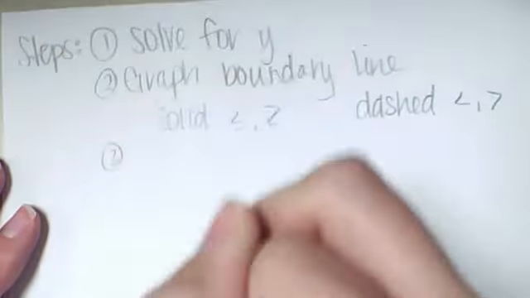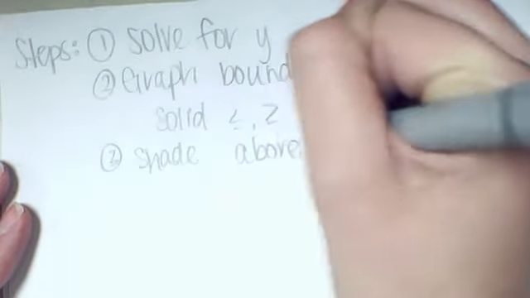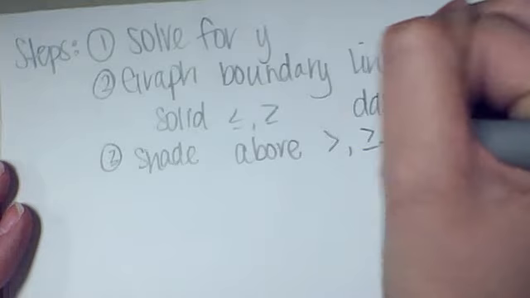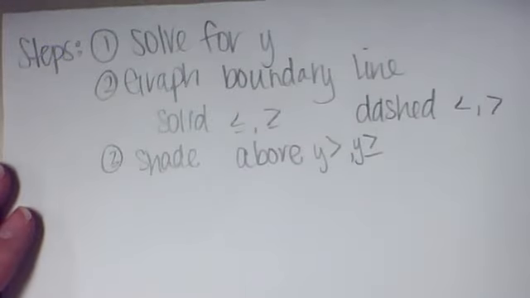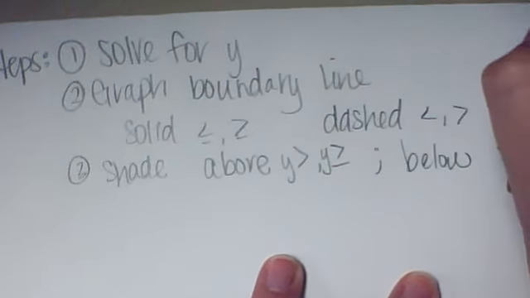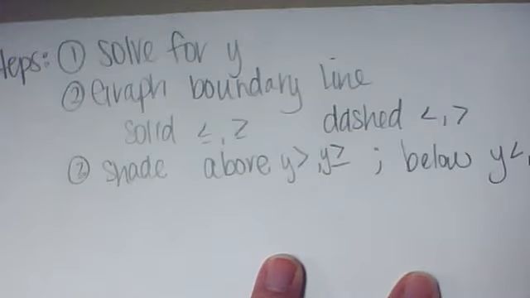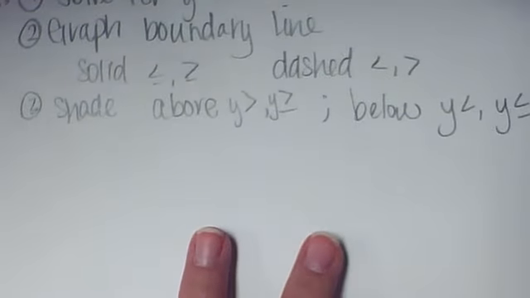The third and final step is to shade. We're going to shade above if it's greater than or equal to, and I'm also going to put that the y has to be there so that the big part is facing the y. And we're going to shade below if y is less than or y is less than or equal to. Make sure that's in your notes. Okay, that's how we can tell what to do.